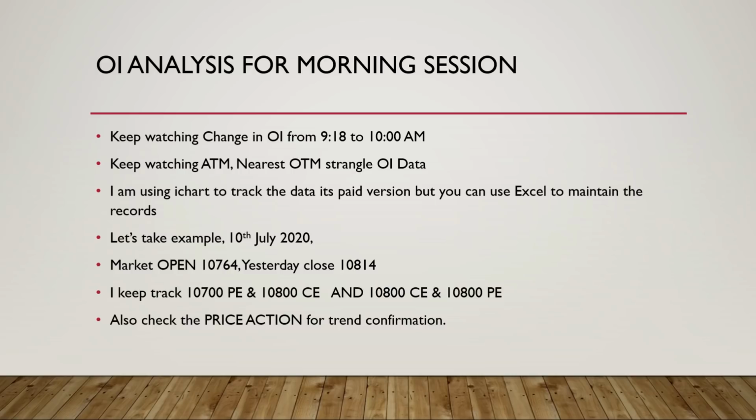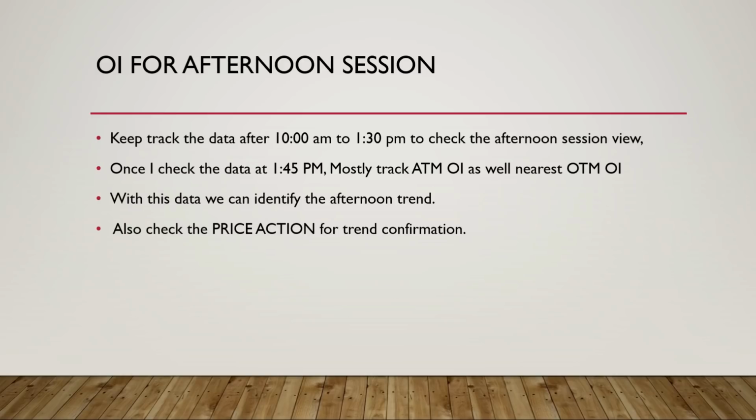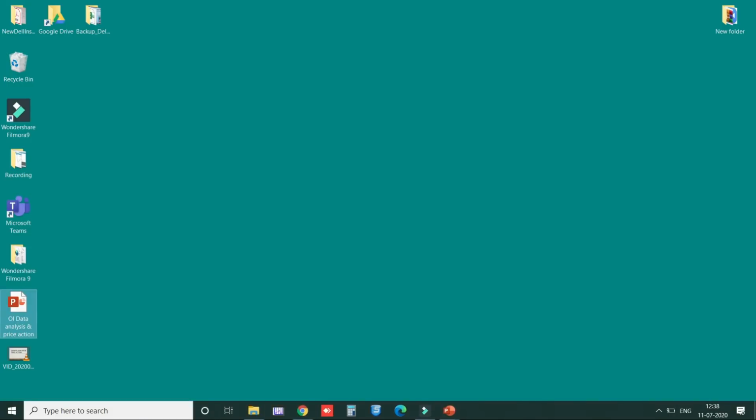I check in which strike the OI added more than the others, and based on that data I conclude my trend. Then I check that trend with the price action. If the price action and the OI match, then my trend is confirmed and I take the trade according to that trend confirmation.